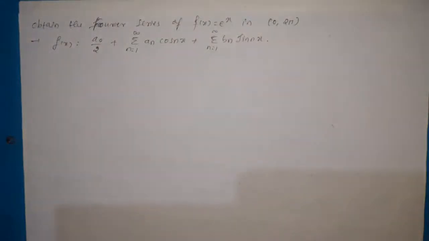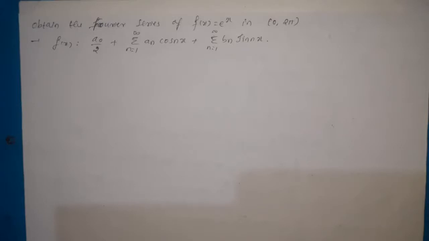Hello students, in the last video we discussed examples on Fourier series, that is, how to expand the Fourier series of a given function in a given interval. So now let us discuss some more examples on the same expansion. The first example is: obtain the Fourier series for the function f of x equal to e power x in the interval 0 to 2 pi.